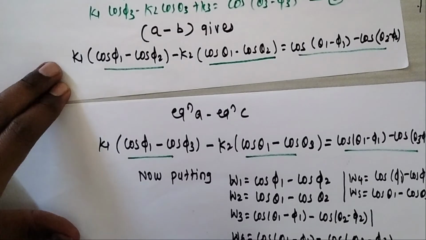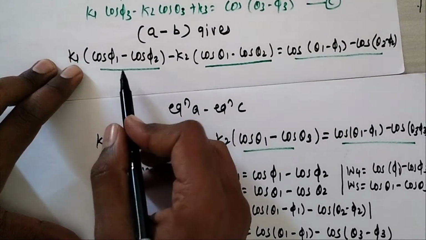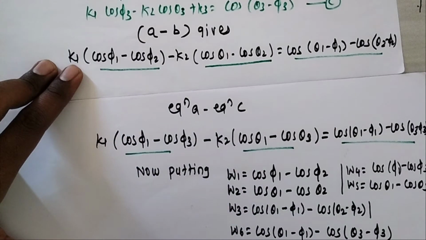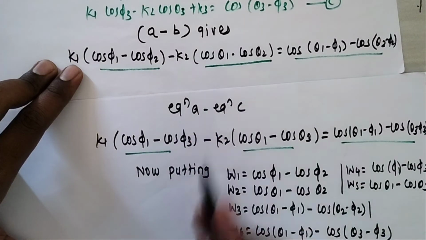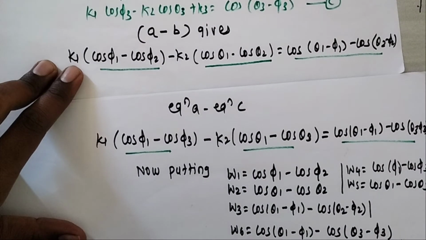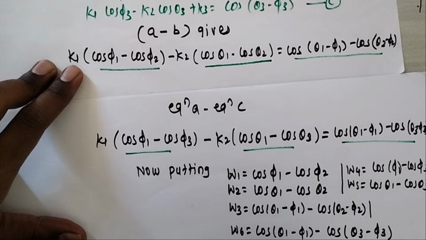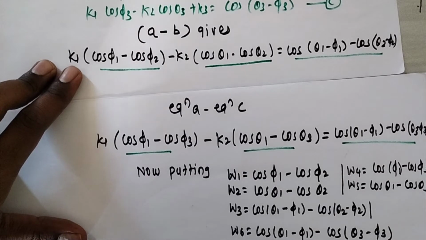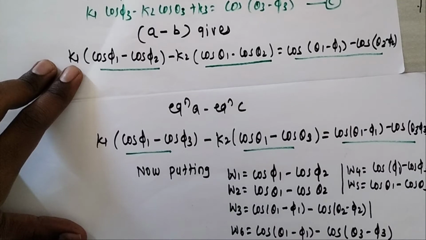So let's say here K1 into this constant, we know it is W1. So K1 W1 minus K2 into W2. Instead of those terms we write constants, is equal to W3, and the second equation has K1 W4 minus K2 W5 is equal to W6. Let's call this equation 1 and equation 2. I called the above equations A, B, C, so call this one equation 1 in Roman and equation 2.